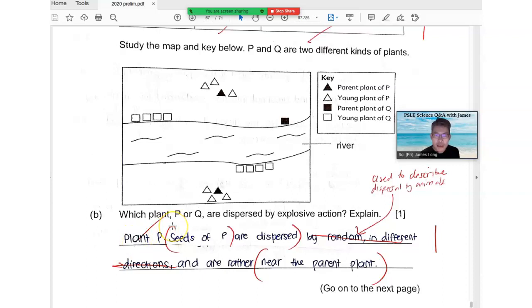Claim is P, correct, but no marks. Now you have to explain using your evidence. What's the evidence? The seeds of P are all near the young plant. That's your evidence. A reason has been given to you already, which is by explosive action. Now, be very careful with your wording. If you say dispersed in a random manner, that is usually used to describe dispersal by animals, because animals don't follow a certain routine that us humans follow. Theirs will be randomized. So be very careful, don't use words that suggest a different concept.